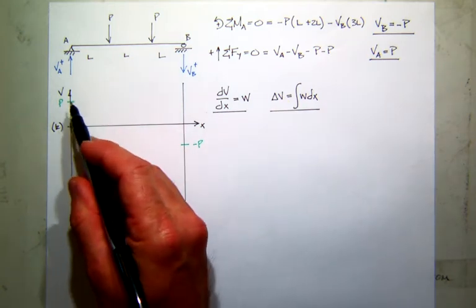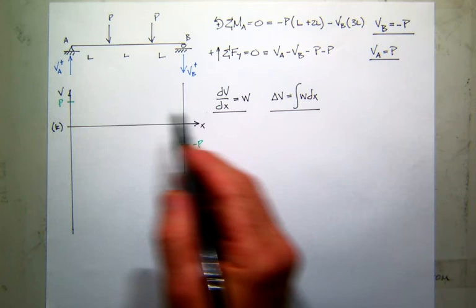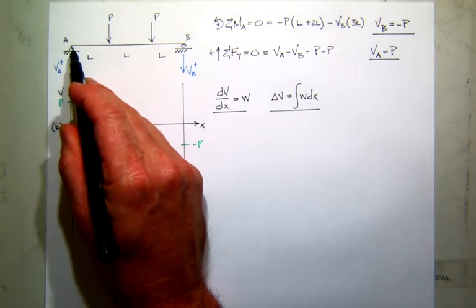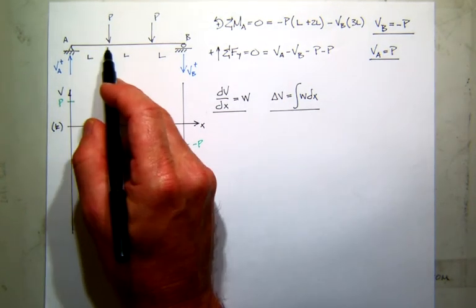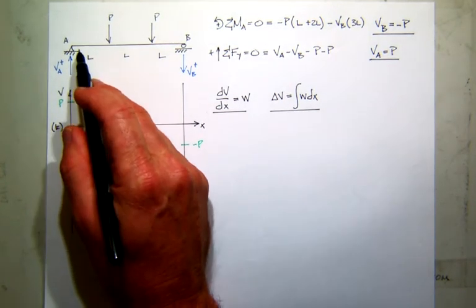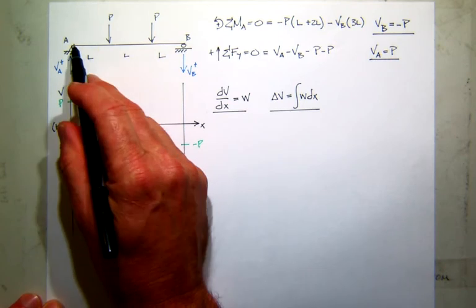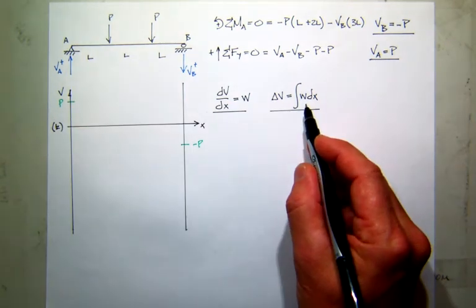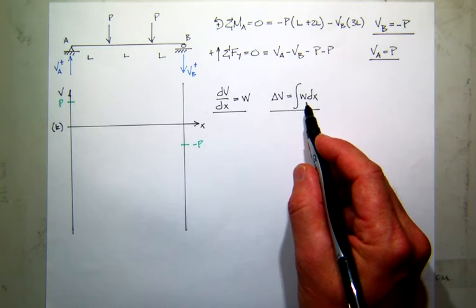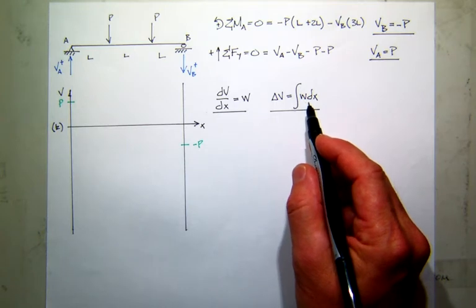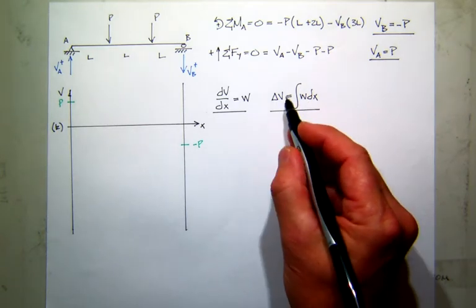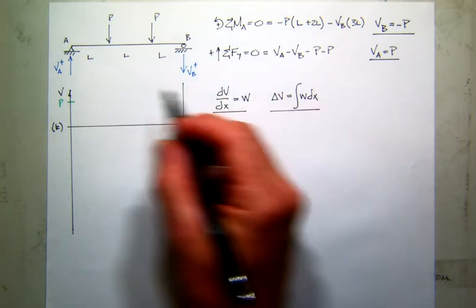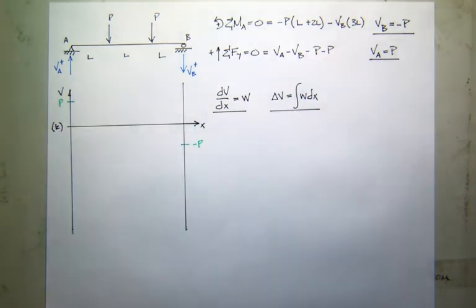So I know my shear is P here. Let's look at the load. What do I know about the load from 0 to L? What is the load from 0 to L? It's 0. Can you integrate 0? What's the area under a curve that has 0 height? 0. So it says the change in shear is 0 from 0 to L. So what should my shear be at L?